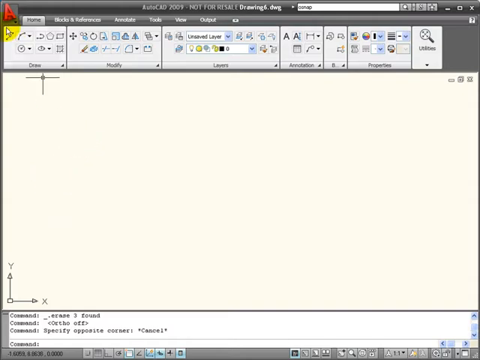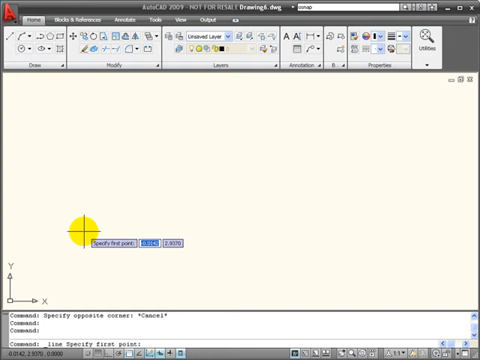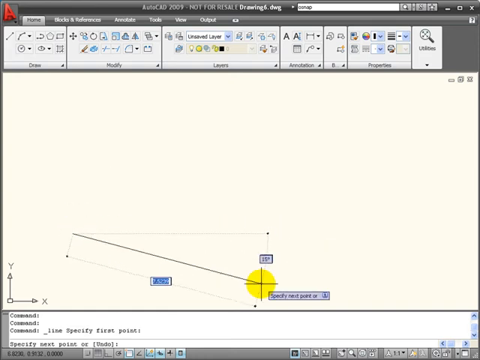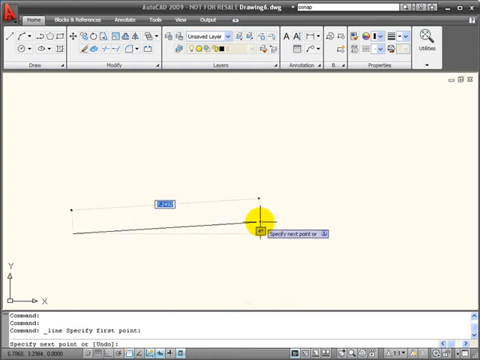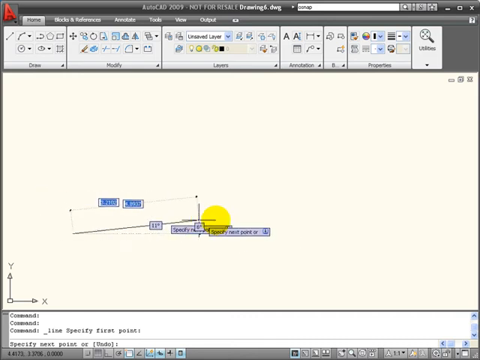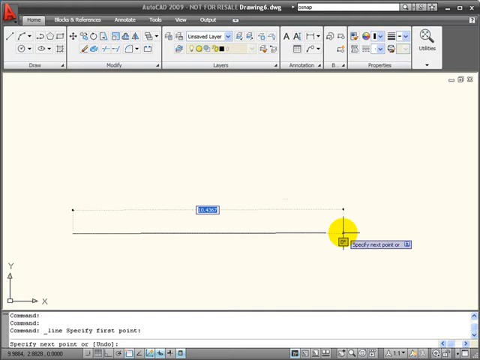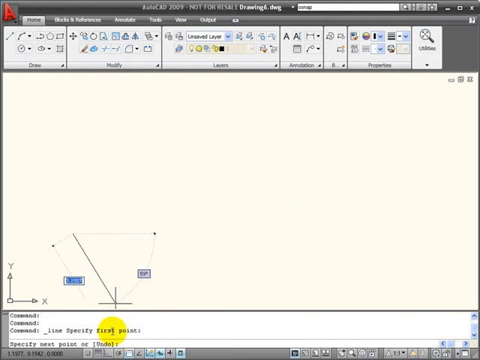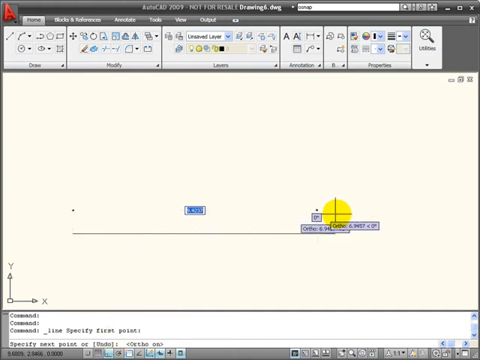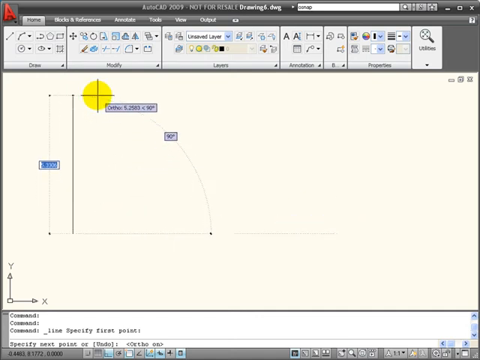Many times when I'm drawing objects in AutoCAD, the objects contain perpendicular and parallel lines, and they are all either horizontal or vertical. To help me in drawing those lines, I can use ORTHO down here on the drawing aids. When ORTHO is activated, it locks my lines into horizontal and vertical lines.